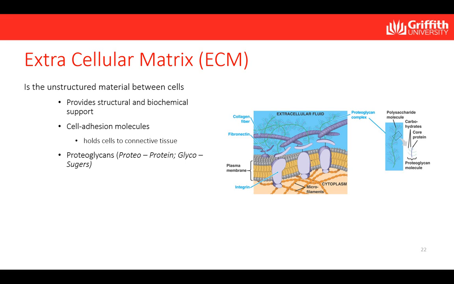The extracellular matrix is the unstructured material secreted by the cells that exists between the cells. It contains adhesion molecules that hold and adhere cells to the connective tissue fibers, as well as proteoglycans that are known to regulate the movement of similar molecules such as sodium, potassium, and water.